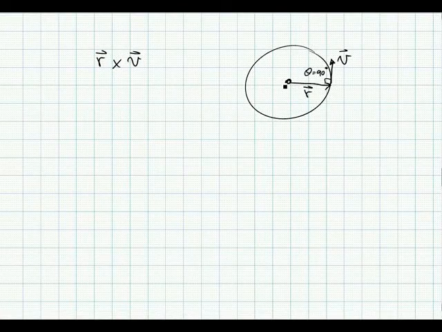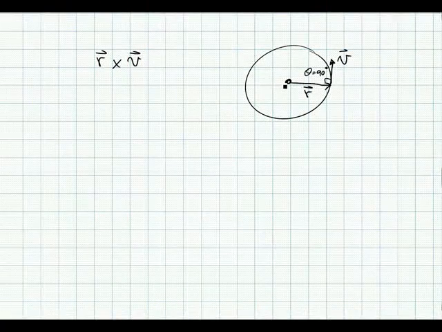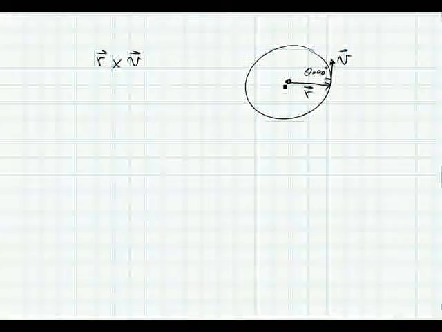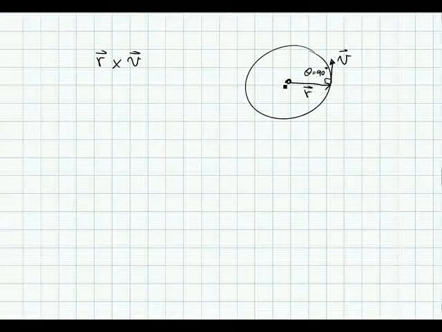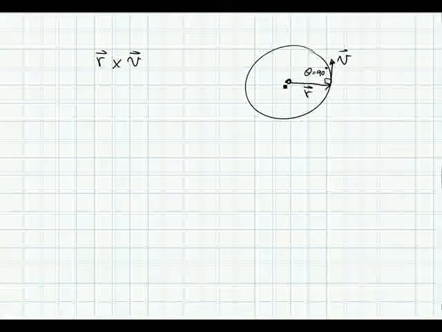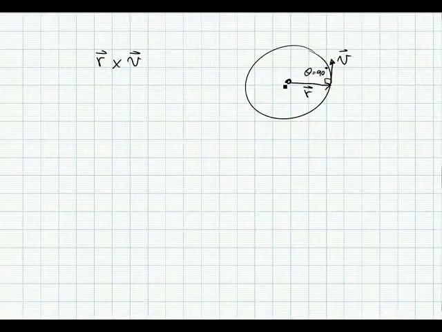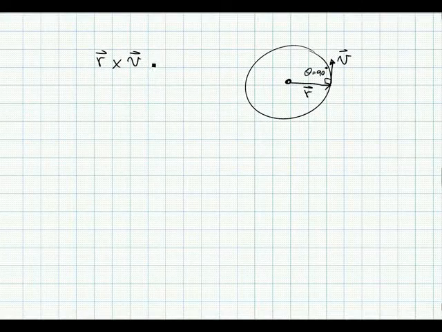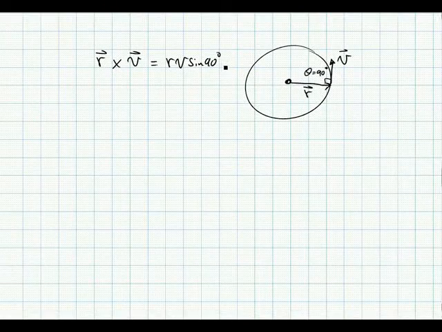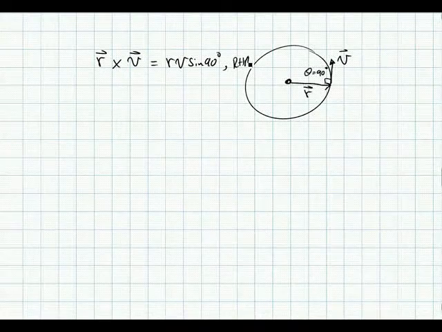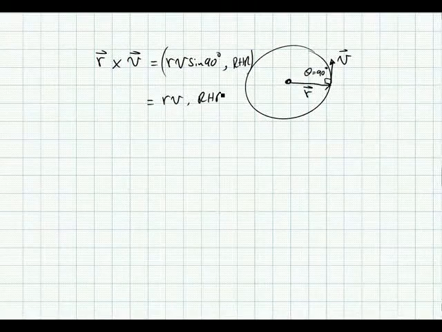So our rotation axis is about the center of mass of this disk. R cross V defines not only the magnitude of our rotation, but also gives us the direction of the angular velocity. R cross V is given by RV sine of 90 degrees, and this direction is given by the right hand rule, which is equal to RV and the right hand rule.